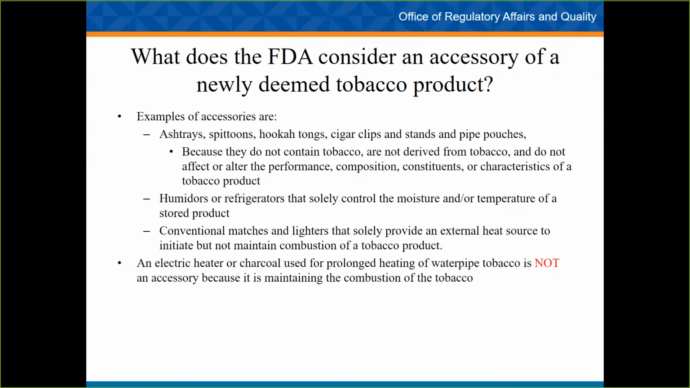So some accessories would be ashtrays, tongs, clips, pouches, humidifiers, refrigerators, matches, and lighters. The FDA does distinguish that electronic heaters or charcoals that are used to prolong heating of a water pipe would be considered a component or part, not an accessory. So those would be a tobacco product.